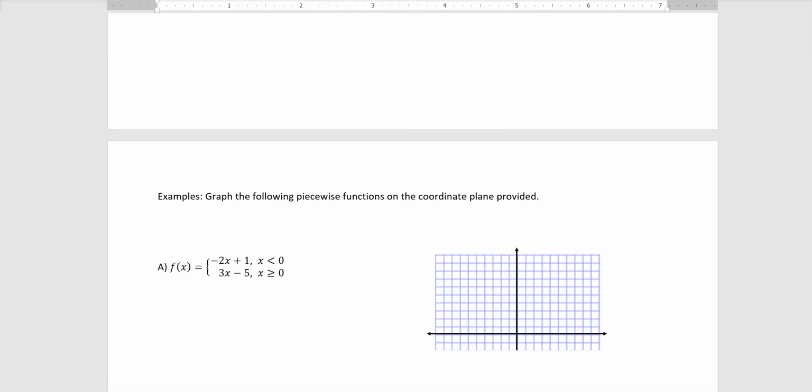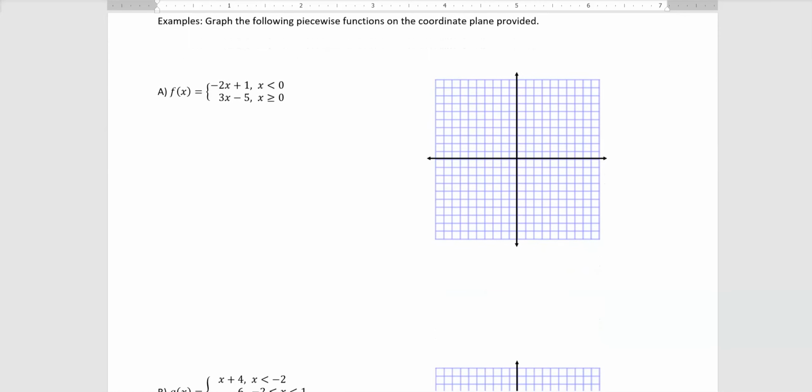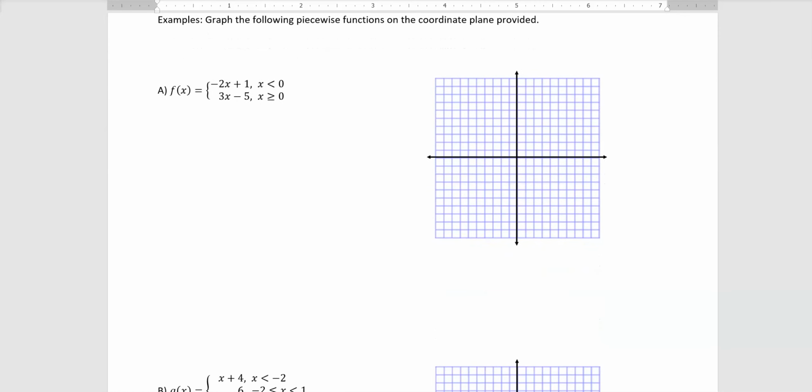Okay, so let's try one together. Looking at letter A, negative 2x plus 1 when x is less than 0, 3x minus 5 when x is greater than or equal to 0. These are both linear. I'm going to start by putting that dashed line where x equals 0. That's the value of my subdomain. That's where it splits. On the left half of my coordinate plane, I will have one graph. On the right half, I will have another.